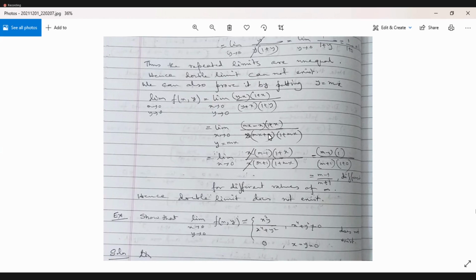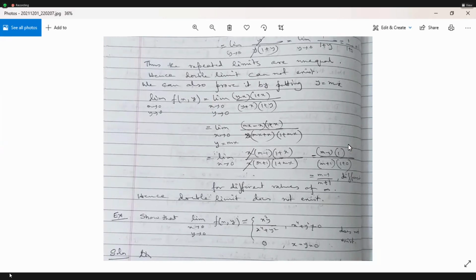So as x tends to 0, whatever may be the value of m, this is always equal to 0, because (m minus 1) by (m plus 1) into x is there. Since x is tending to 0 and we have an x in the numerator, this function will always tend to 0. The function value will always be equal to 0 as x tends to 0. Therefore, the function has a double limit at the point (0, 0). Is this clear?